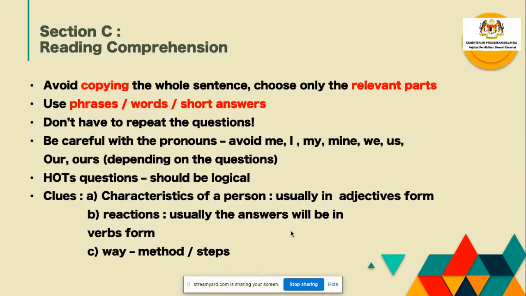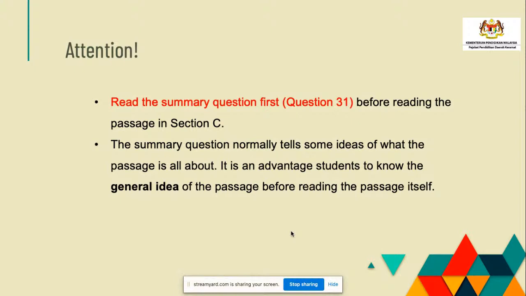Summary. I'm supposed to put this as the first slide, but I purposely put it here, so I want you to pay attention. Usually, before you read the passage itself, why don't you try to read the summary question first? Because if you read question number 31, which is a summary question, you will get the idea. You will get the general idea what the passage is all about. So you are preparing your mind to be ready for what you are going to read.